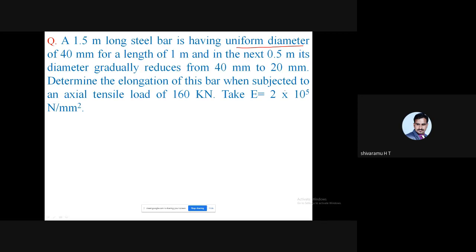So here, in the first step, we need to confirm whether the given section is rectangular or circular. Here the diameter is given, so you can straight away say that it is a circular cross section. So we'll read slowly: a 1.5 meter long steel bar is having a uniform diameter of 40 millimeter for a length of 1 meter.